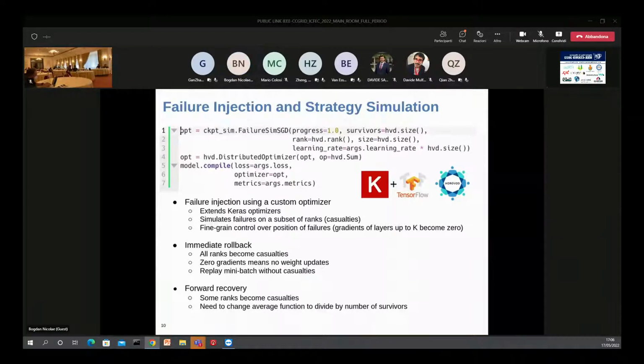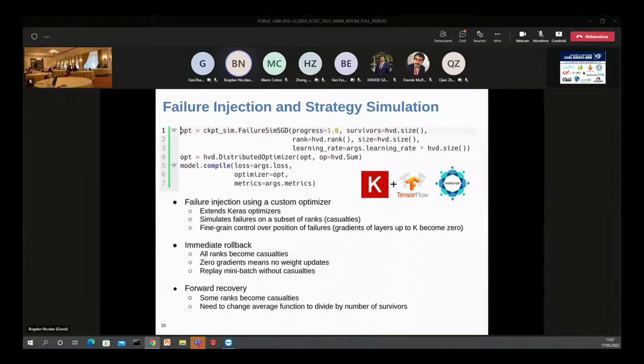So how do we apply this to the two strategies? We have the immediate rollback, in which case all ranks have a failure simulated, and then in the second phase we replay the mini batch, but this time we don't simulate a failure anymore. And for the forward recovery, we have some ranks that suffer a failure, and then we have to change the average function to divide by the number of the survivors.